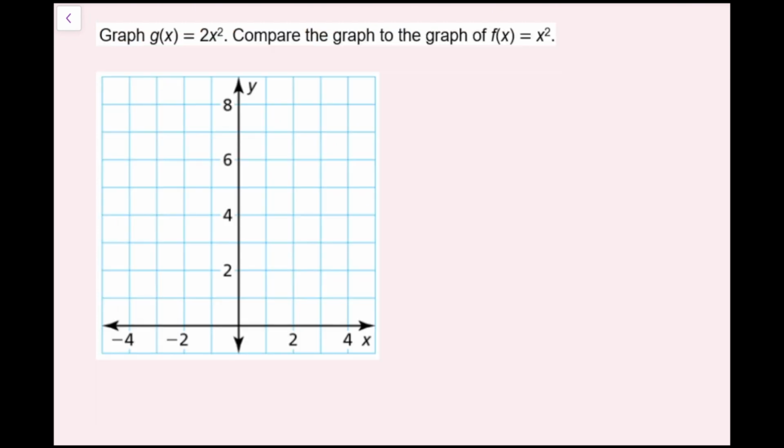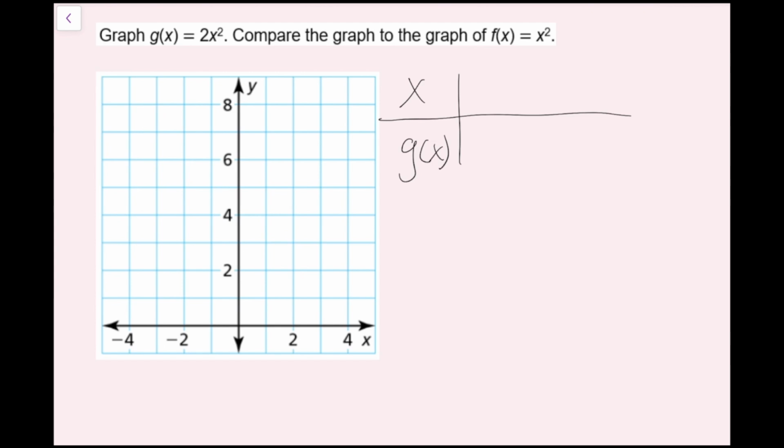In this example, we're going to graph the function g of x equals 2x squared, and then compare the graph to the graph of f of x equals x squared. Well, I always say whenever we're graphing and feeling unable, we should make a table. So we're going to make a table of values. First I'm going to graph g of x, which is 2x squared. So I'm going to have my x value, and then g of x.